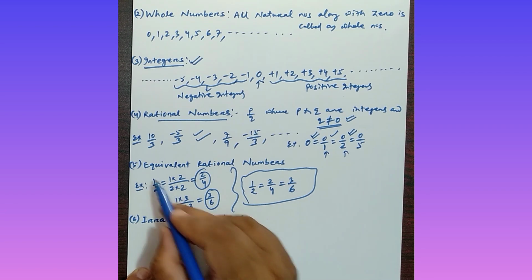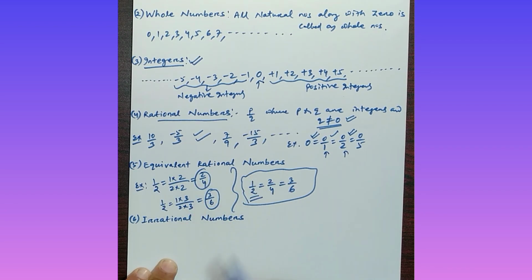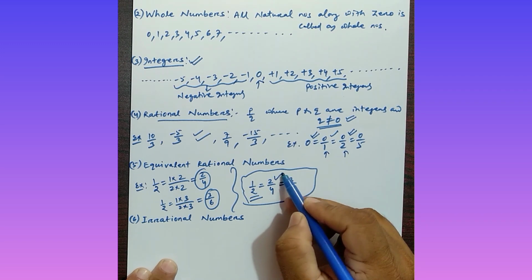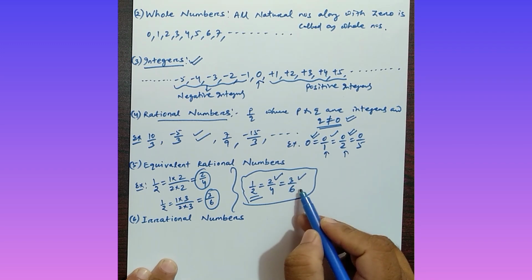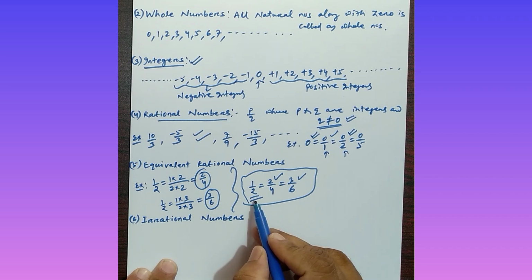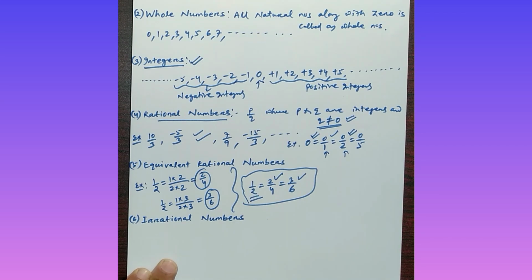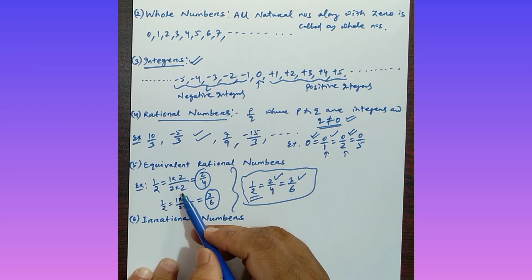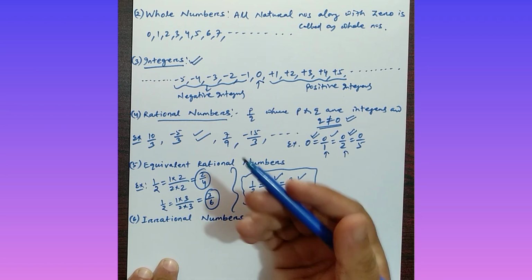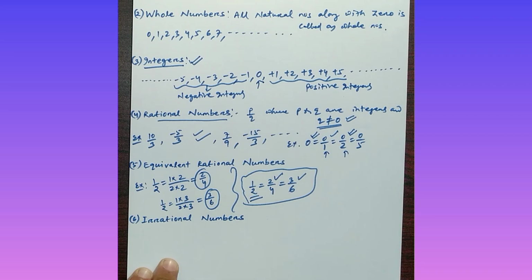These are called the equivalent rational numbers of 1 by 2. These 2 by 4 and 3 by 6 are called equivalent rational numbers of the original rational number 1 by 2. Clear? Okay, fine, good. In this way you can easily find the equivalent rational numbers. The very simple thing is that whatever you multiply the numerator by, you have to multiply the denominator by the same number. Definitely you will get the equivalent rational numbers.